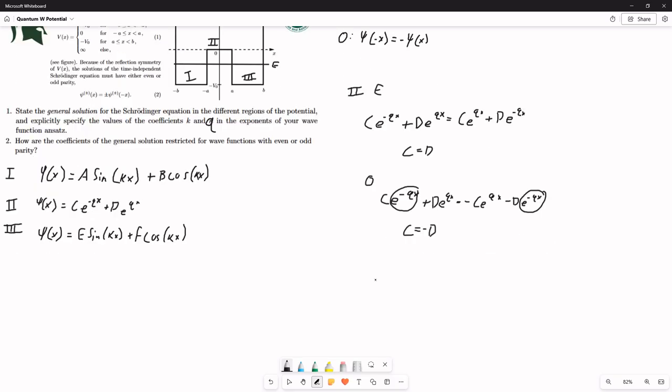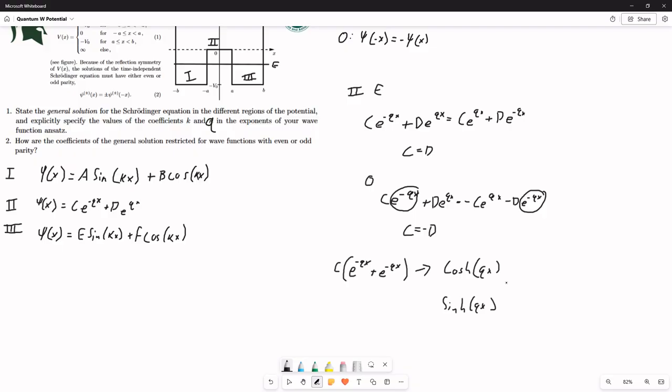You can now also rewrite these. Since c equals d in the even case, we can say c times e to the negative qx plus e to the minus qx. And c is just an arbitrary constant, but we can call this combination of exponentials hyperbolic cosine of qx. And then the same for the odd solutions, but we end up with hyperbolic sine.